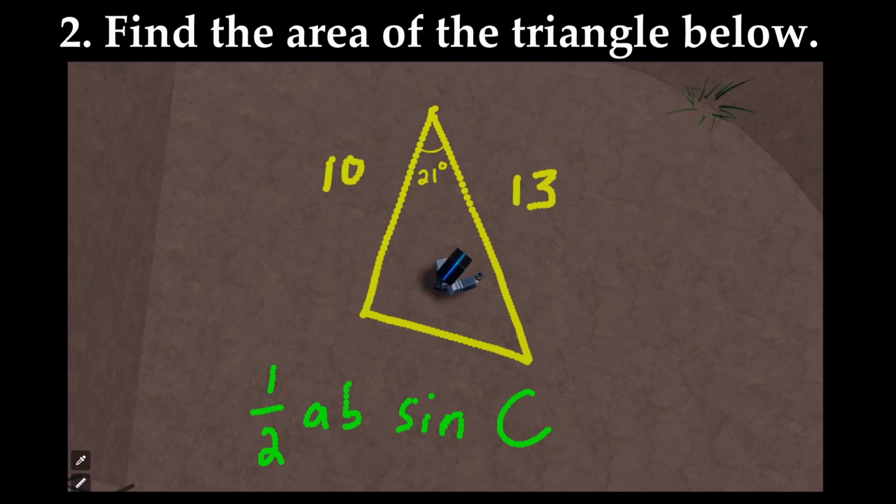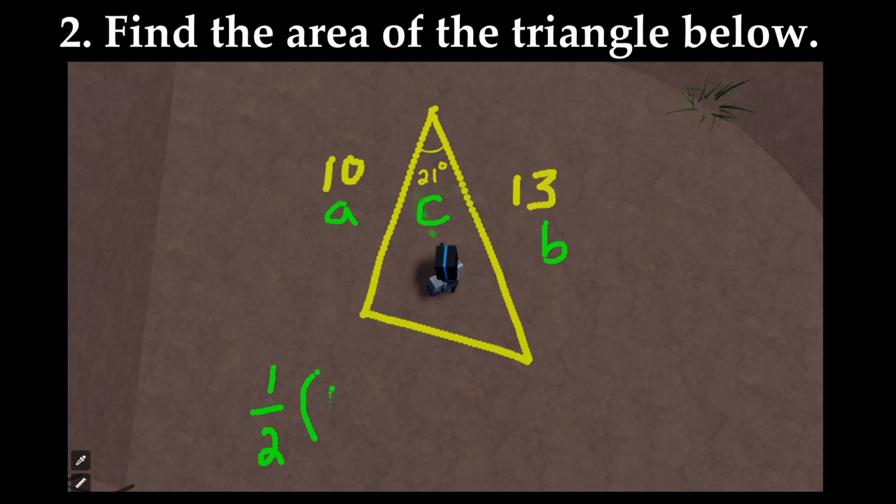So A is one of the side lengths. I'll just leave this as A. That means the other side is B. And the angle between them is C. So this is what we're going to plug in. Let me plug in those numbers right now. So you have 1/2 times 10, because that's A. B is 13. And then the sine of 21.